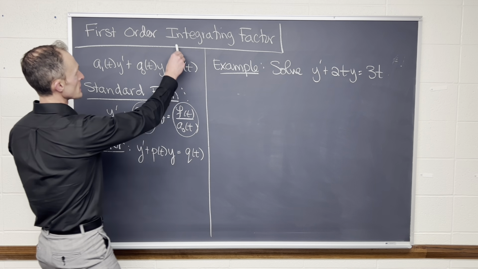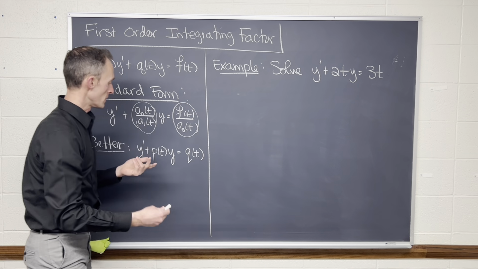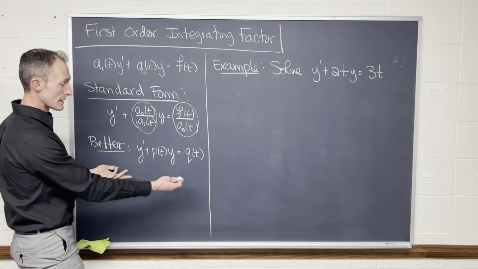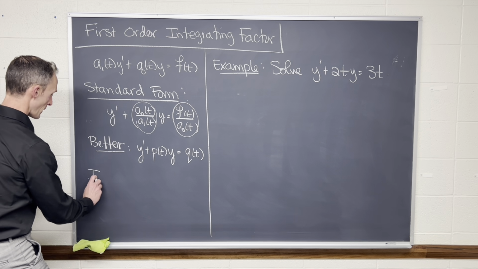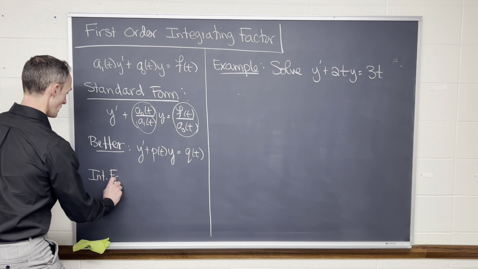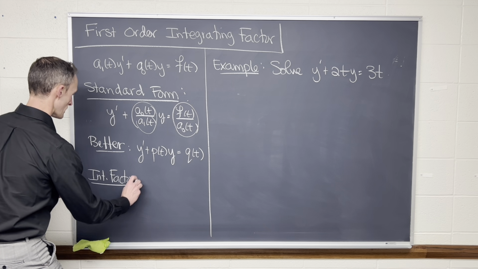Now, what's this whole business about an integrating factor? Well, the integrating factor says, once you get it in standard form, this is a key fact, you cannot do this if a1 is not equal to 1. So what you need to do first is get it into standard form. If a1 is like t or sine of t, whatever, you've got to divide through first.